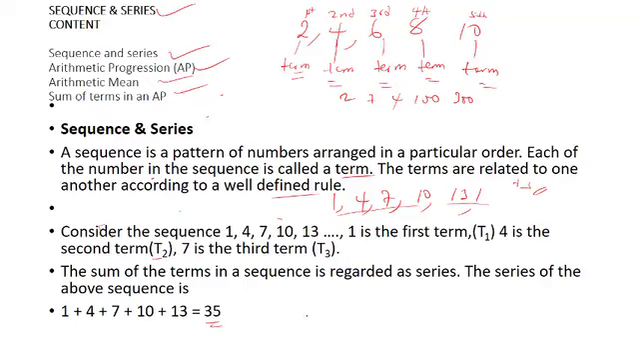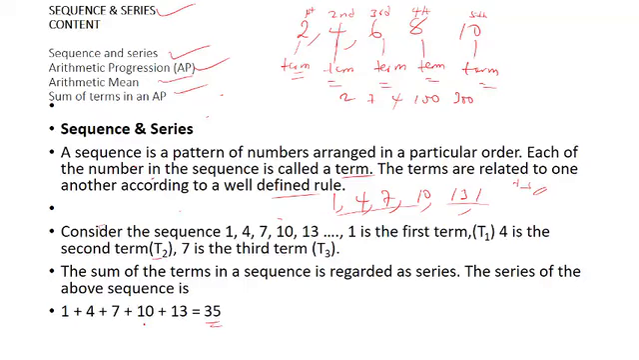So you cannot have a series without having a sequence. A sequence must exist before you have a series, and the sum of terms of a sequence is what will give you a series. So sequence comes before a series.